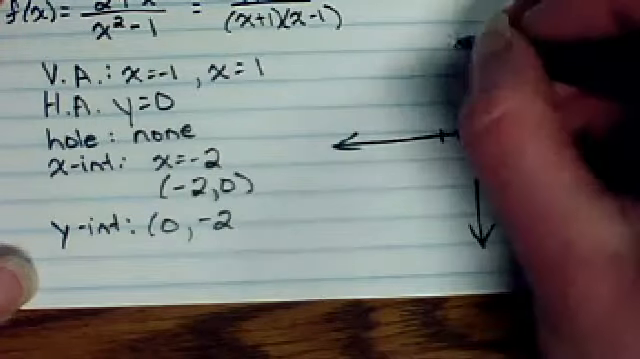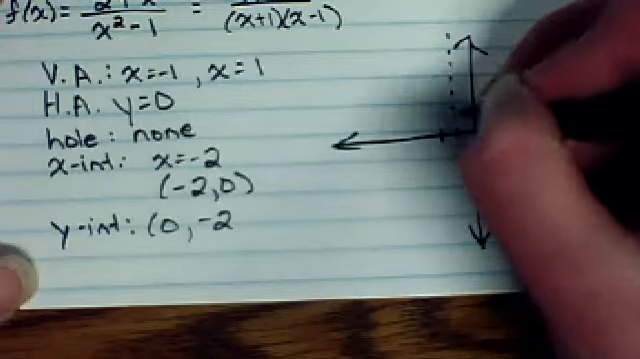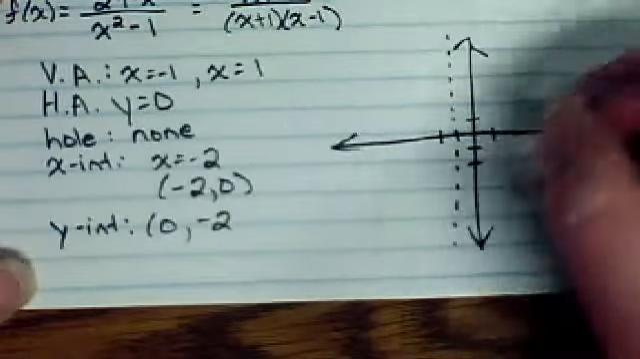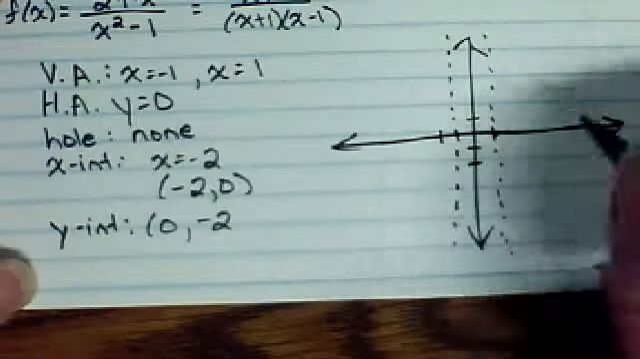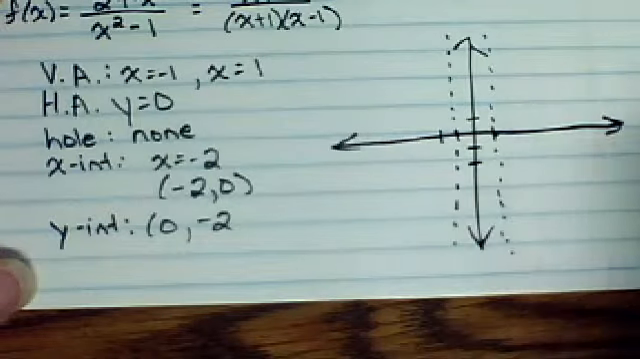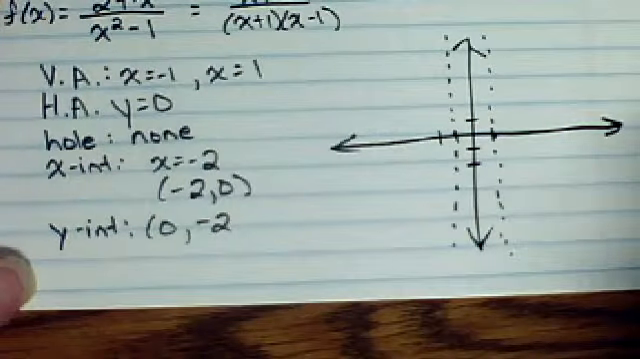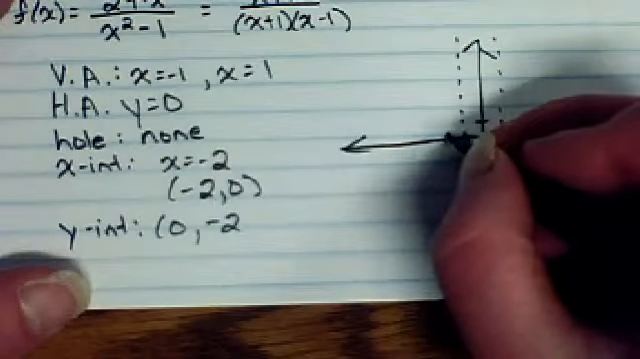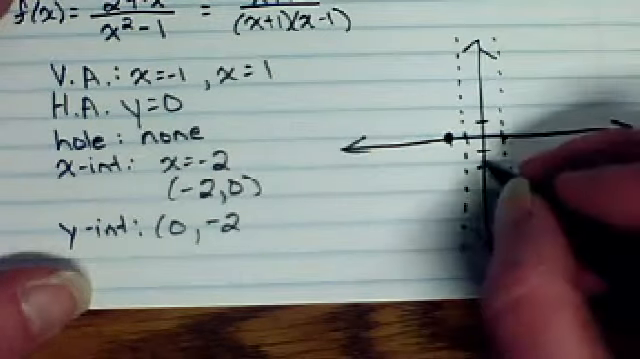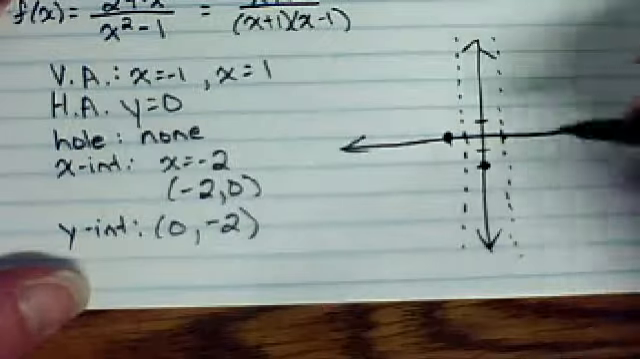Okay, so at x equals -1, I have a vertical asymptote. X equals 1, I have a vertical asymptote. I'm going to be hovering around that x-axis because my horizontal asymptote is there. There are no holes. My x-intercept is at -2. My y-intercept is at -2.